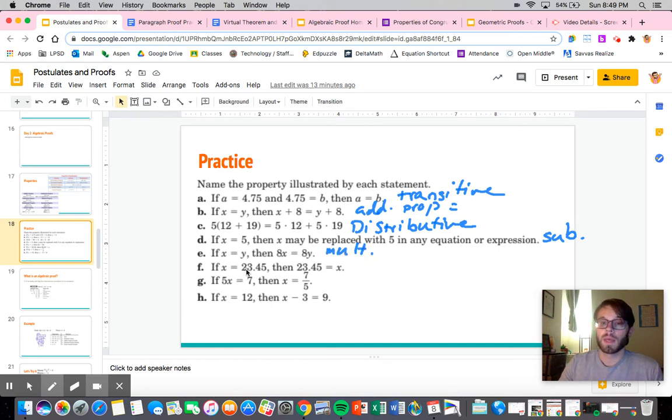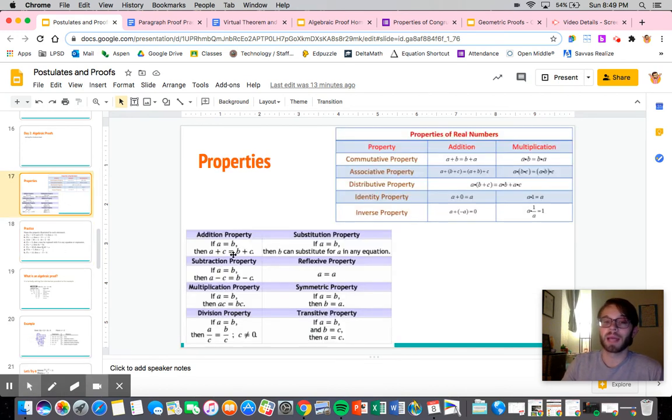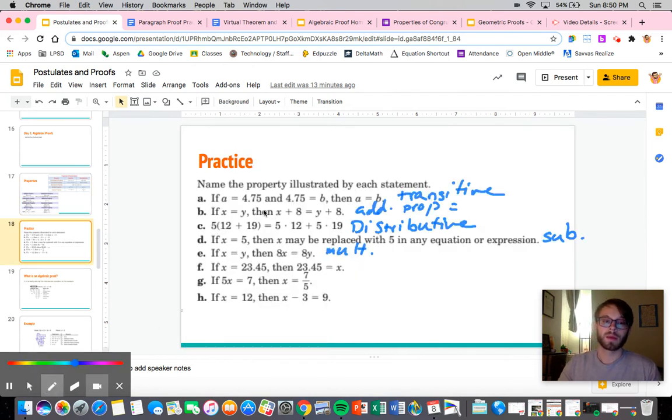All right. This one is one that many people forget. If X equals 23.45, then 23.45 is equal to X. Let's just make sure that we're clear on that one. If you go back here, reflexive is A equals A, so that'd be 4.5 equals 4.5. Symmetric would be X equals 4.5, and then 4.5 equals X. All right, so that one's symmetric.